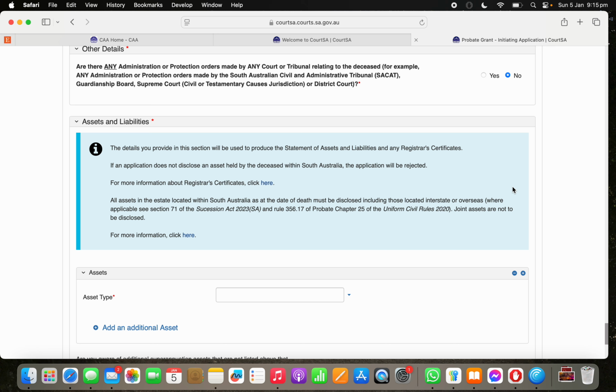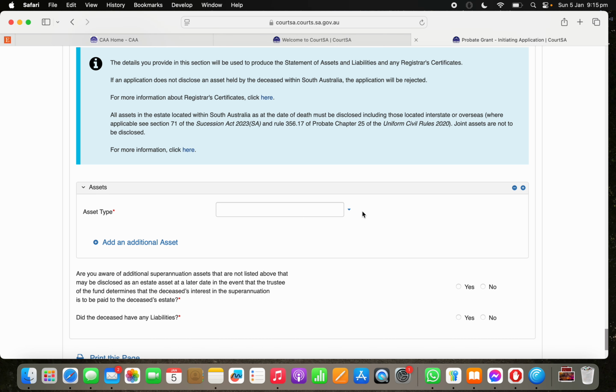You should be careful around shares and superannuation because quite often those are located on the eastern seaboard rather than in South Australia. In addition, do not disclose details about jointly held assets. Anything that is jointly held does not go into the statement of assets and liabilities. The registry is only interested in assets in the sole name of the deceased as at date of death.